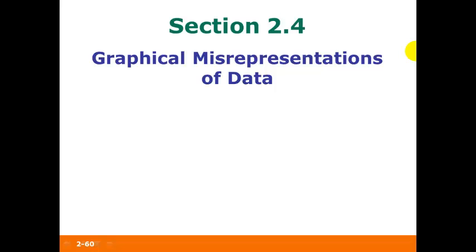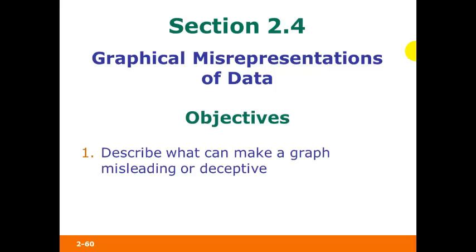Our last section in chapters 2 and 4 is about graphical misrepresentations of data. The objective here is to describe what can make a graph misleading or deceptive. One of the major things that I want you to take from this course is to be, at the very least, an informed consumer. To not be taken in by misleading graphs or statistics that are claimed but aren't backed up with real data or statistically valid studies.